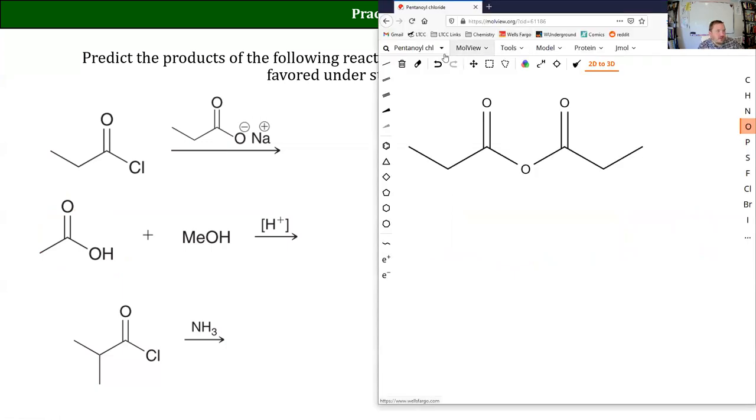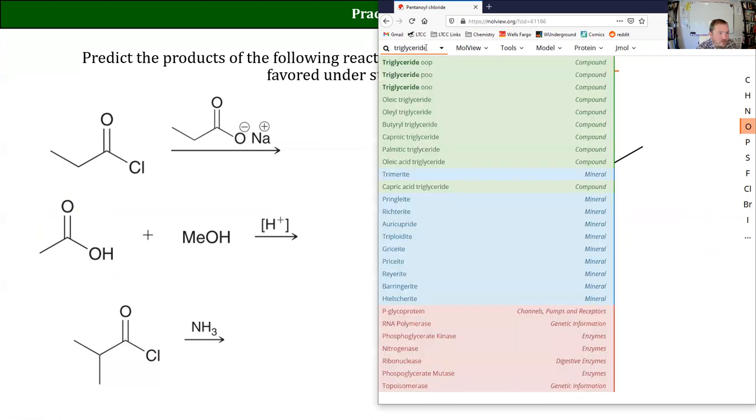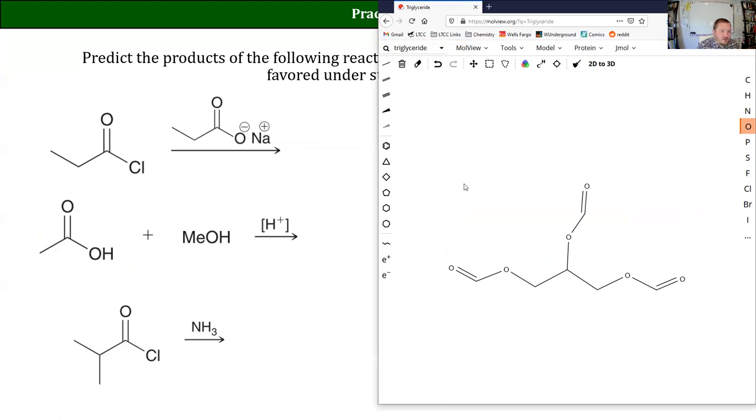Out of curiosity, I'm kind of curious if we put in triglyceride, if it gives us anything. Kind of. You take each of these esters and make them longer. Turn them into long fatty acid chains. That's how energy is stored as fat in your cells.